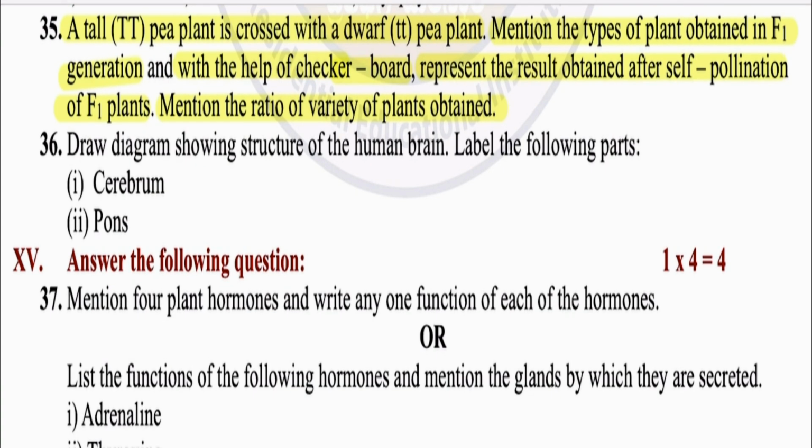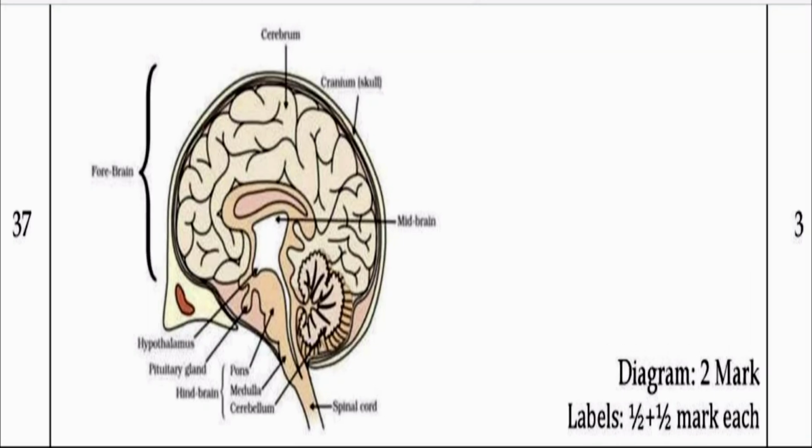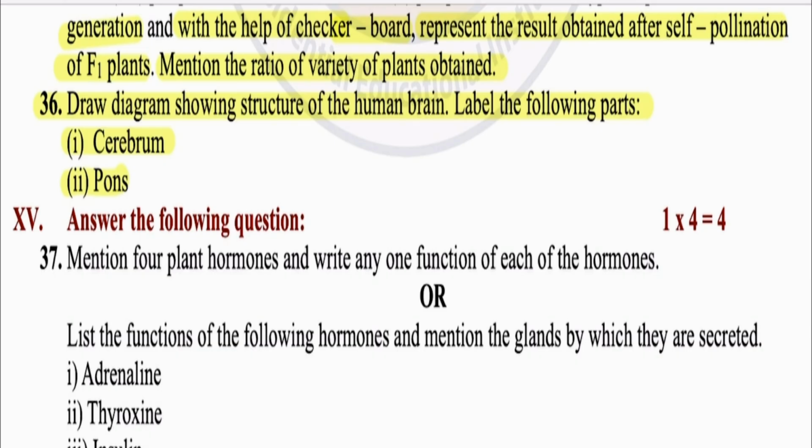Question number 36. Draw a diagram showing the structure of the human brain. Label the following parts: 1. Cerebrum and 2. Pons. Here, refer to this diagram, or you can go through the textbook. Answer the following questions. Question number 37.